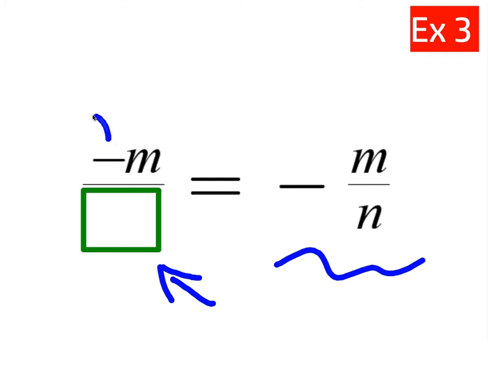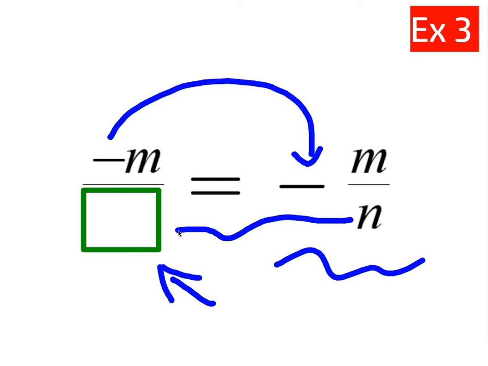Well, actually all we've done, as you can kind of tell, is take the negative and move it out front, so therefore these two must be what? They must be the same. Therefore, the answer is n.